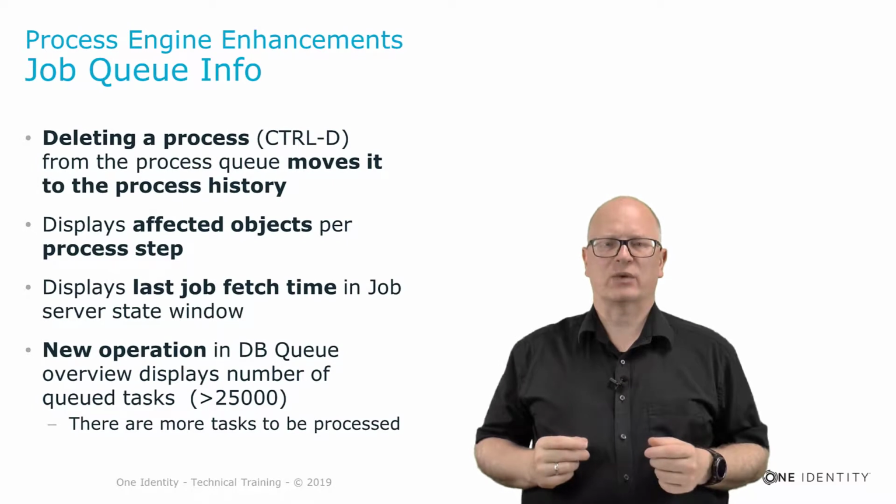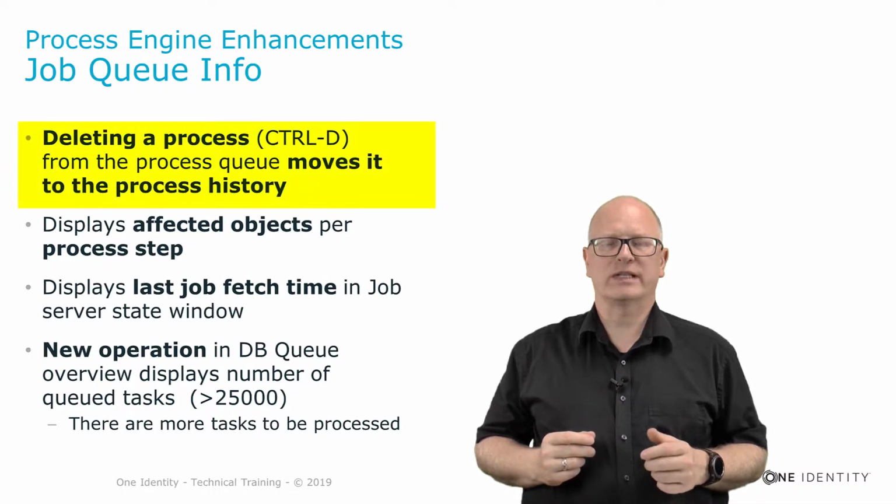Some new features are as well implemented in Jobqueue Info. First, we start with Ctrl-D for deleting jobs. Nothing very new. This exists since a while. But new is that these processes deleted with Ctrl-D are now stored automatically in the job history.